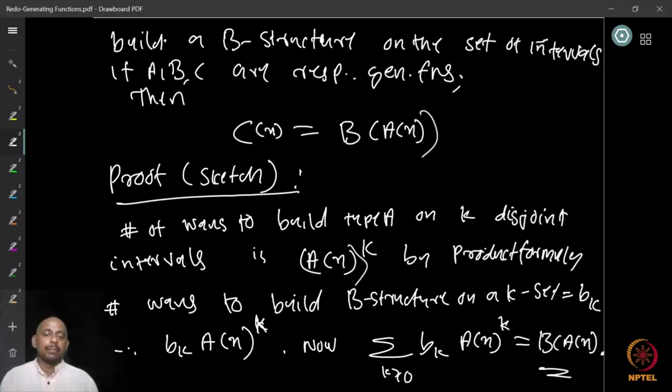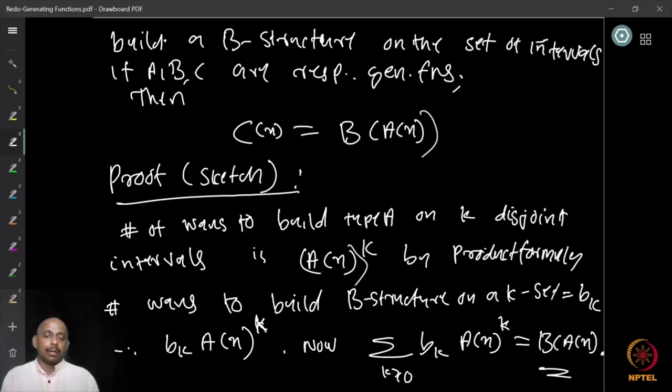But then we are going to build a B structure on the k set. Now how many ways can we do that? That is precisely bk ways on a k element set, because we are partitioning into exactly k intervals, and each interval I am considering as an element, and I am going to put a B structure on this. So for any fixed k, I have exactly bk ways to build a structure once I get the k objects of type A.